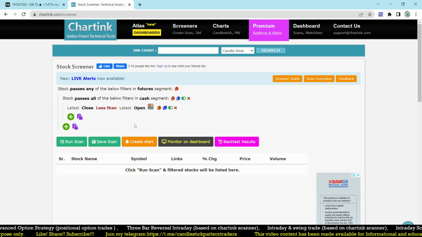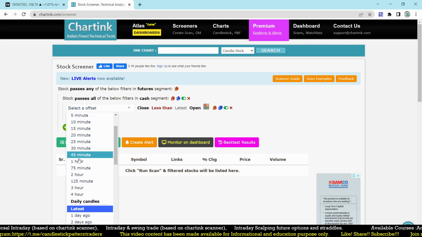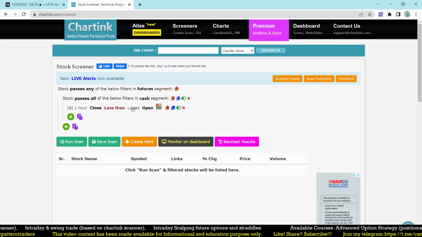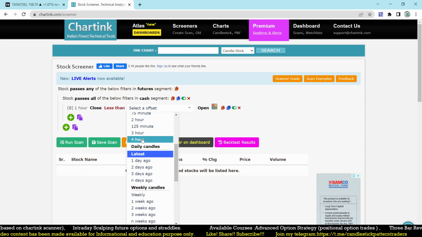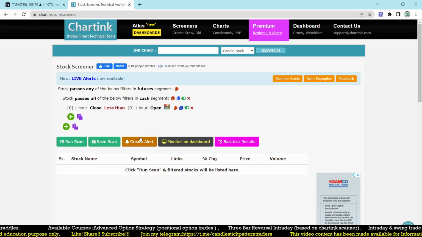That means a red candle. So we are going to use a 1 hour time frame, the latest 1 hour candle, and I'm going to take that latest 1 hour candle. We can even go for 15 minutes and 5 minutes also, but this is the condition which I have filtered out. The first 1 hour candle should be a red candle.